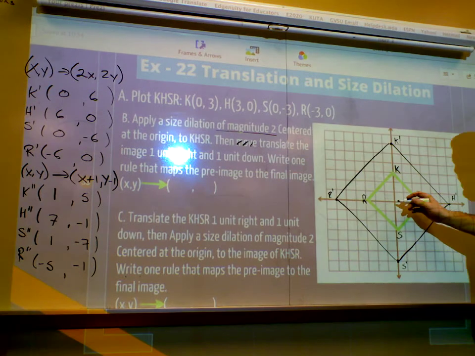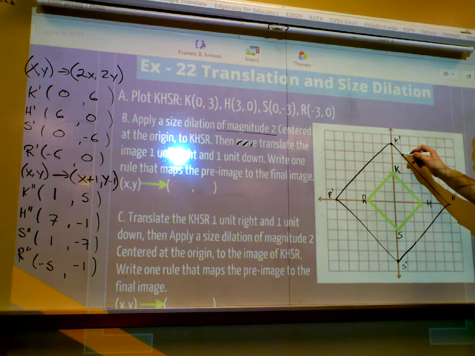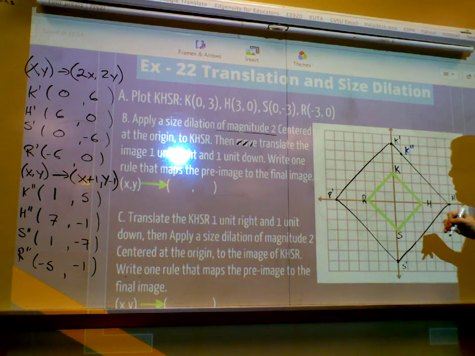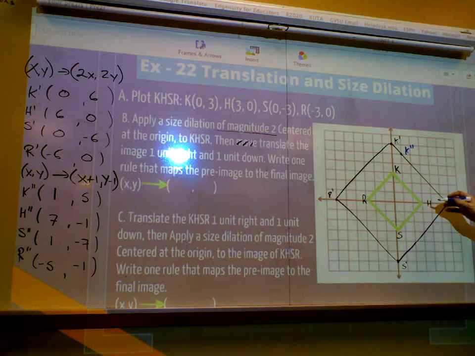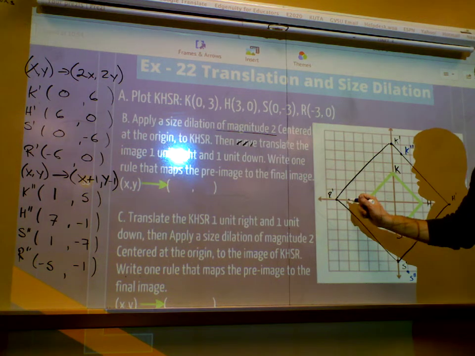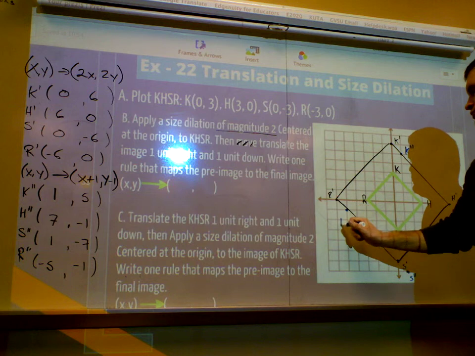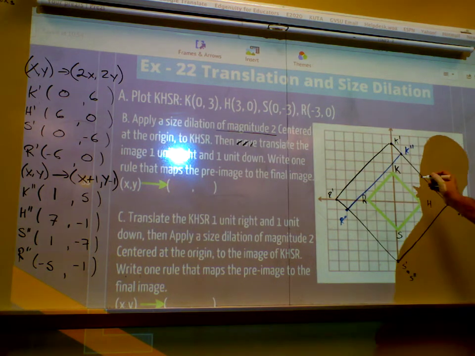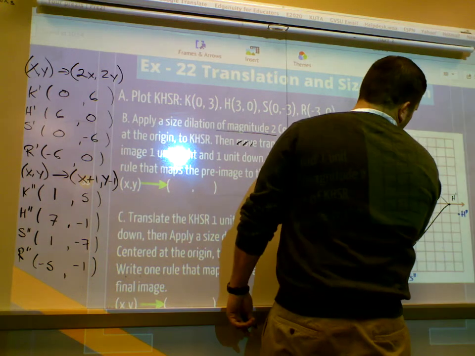K double prime is at 1, 5. So 1, 1, 2, 3, 4, 5. It's okay that it's touching the black line. H double prime, 7, -1. S double prime, 1, -7. And R double prime, -5, -1. So now I've taken the big triangle and I've slid it.